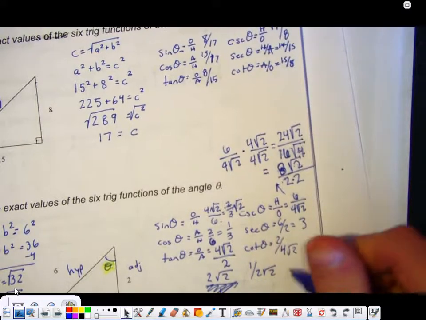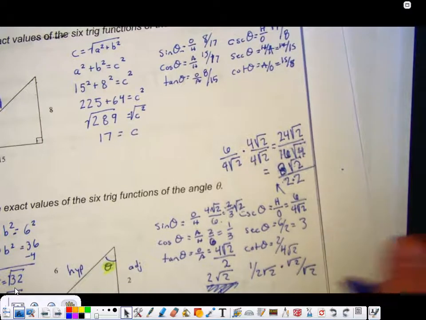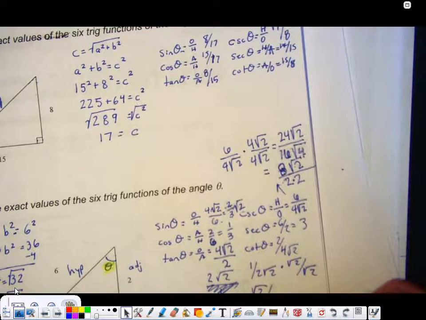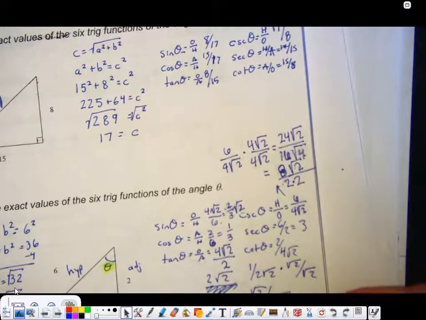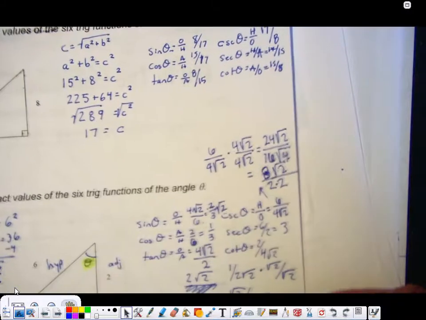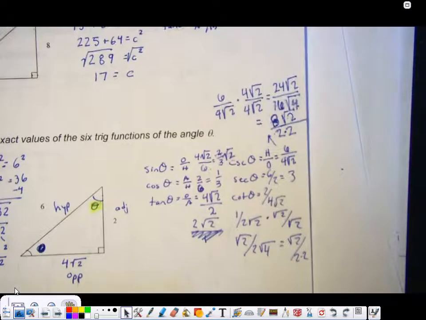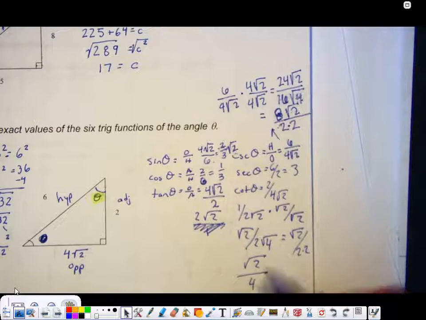And then I multiplied by the square root of 2 over the square root of 2. And that gives me the square root of 2 in the numerator and 2 times the square root of 4 in the denominator. And then when I simplified that, I got the square root of 2 in the numerator over 2 times 2 in the denominator, which, oh, my bad, I didn't scoot it up. And then that equals square root of 2 over 4.